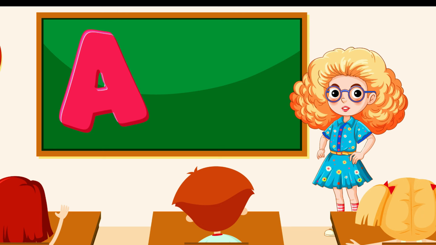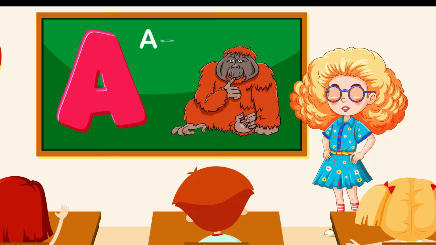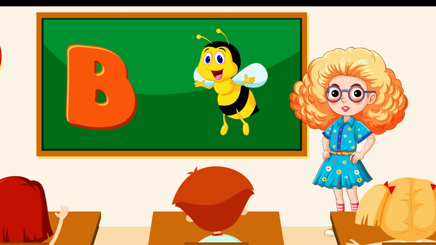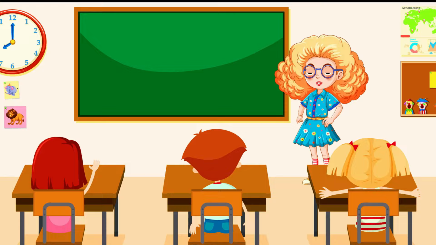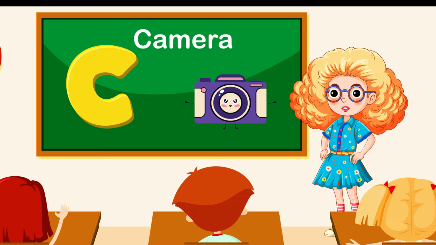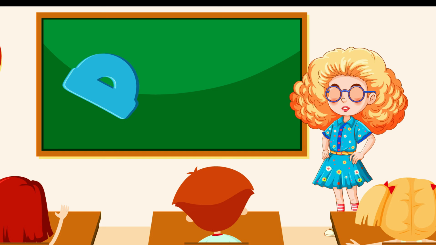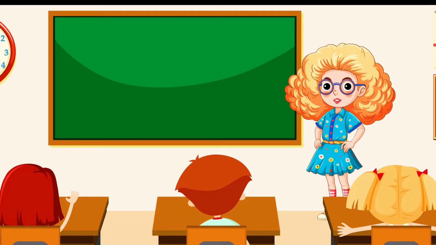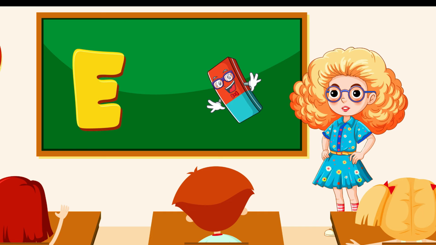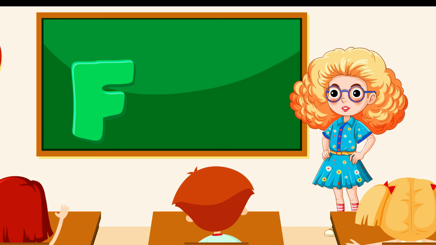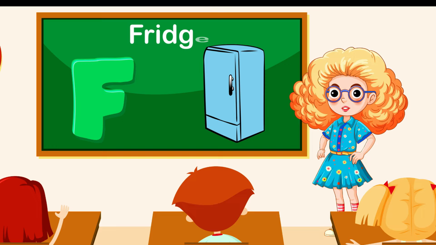A, ape. Ape. B, bee. Bee. C, camera. Camera. D, dragon. Dragon. E, eraser. Eraser. F, fridge. Fridge.